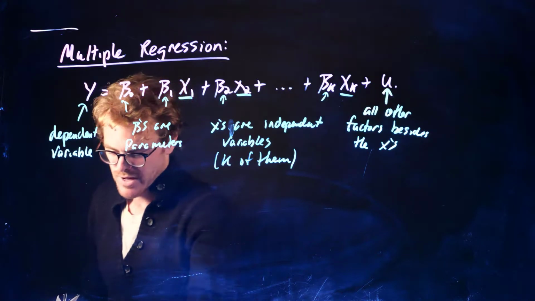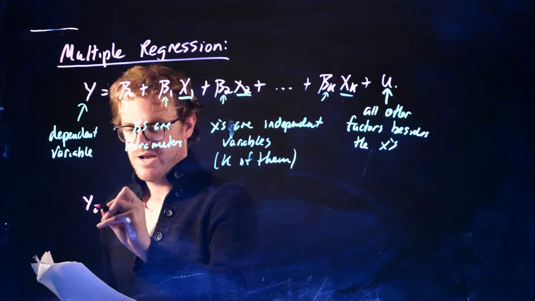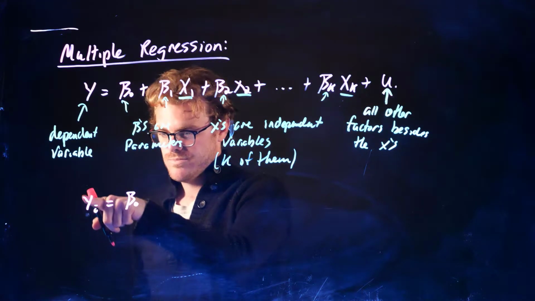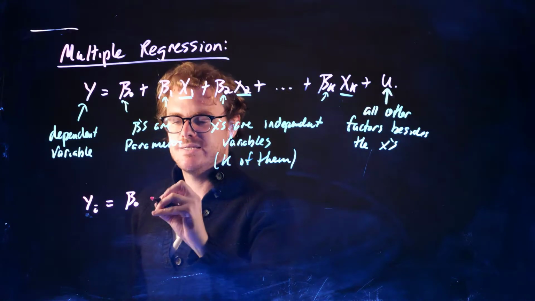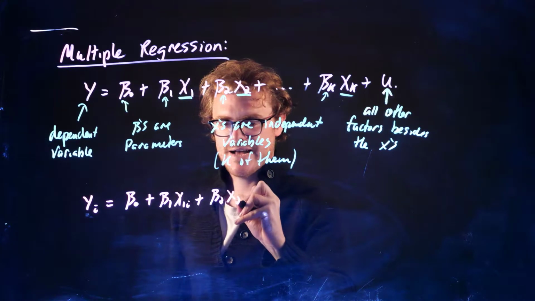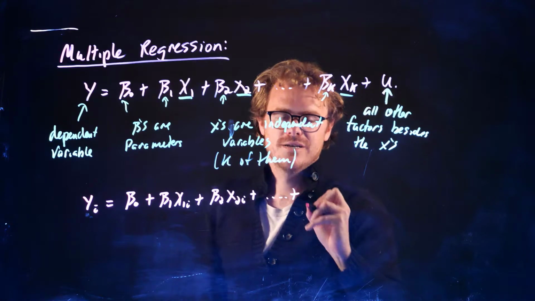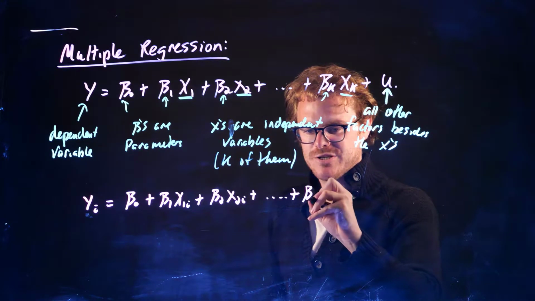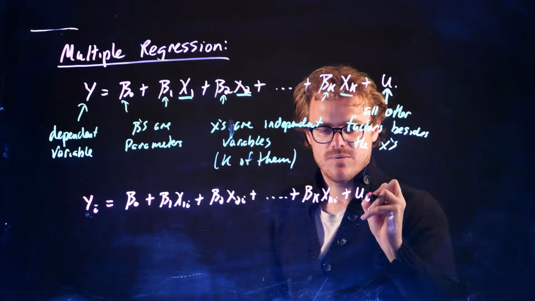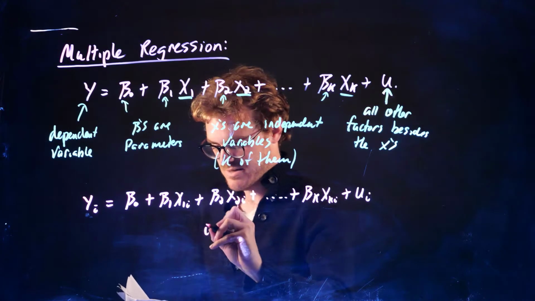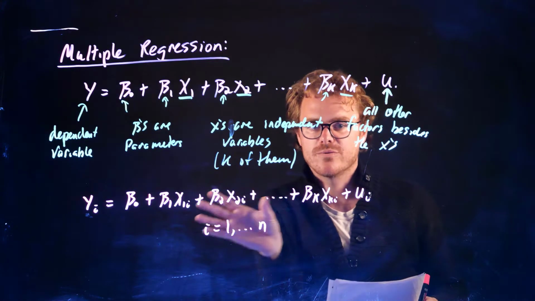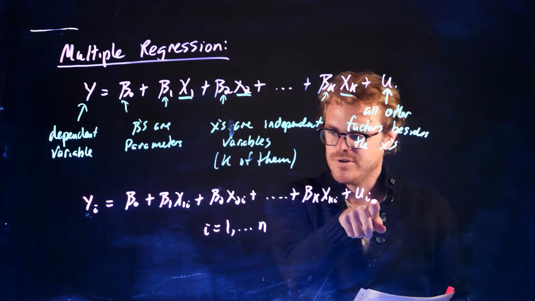So a different way to write this, if we wanted to write it at the observation level, we can just put an i on the variables. So the dependent variable for person i equals beta 0 plus beta 1 x1i plus beta 2 x2i plus dot dot dot. We don't know how many, we're trying to keep it general, beta k xki plus ui. So this is just i equals 1 to n. For everyone in our sample, this is the relationship. We're just doing it at the observation level.